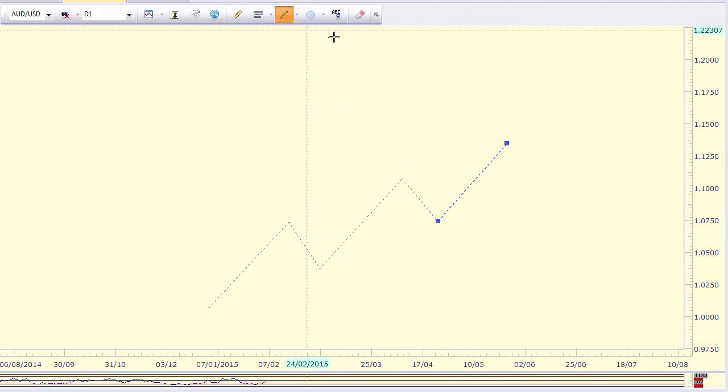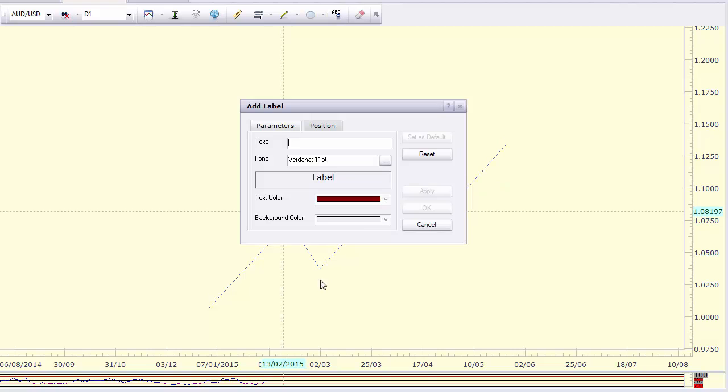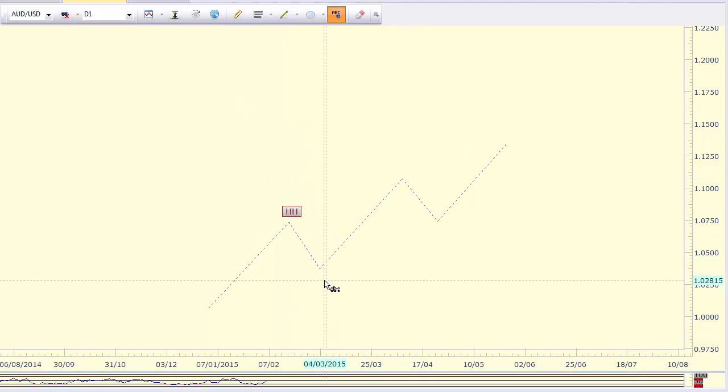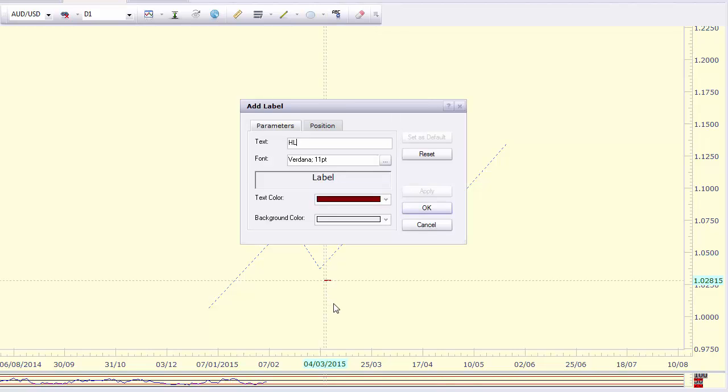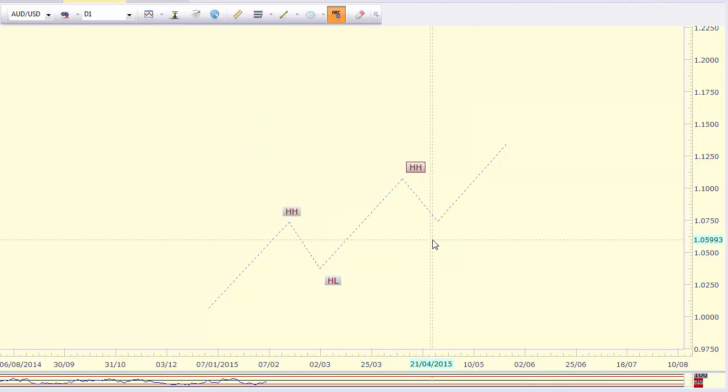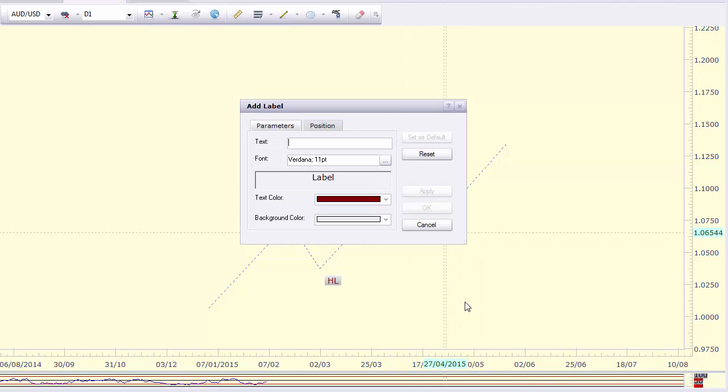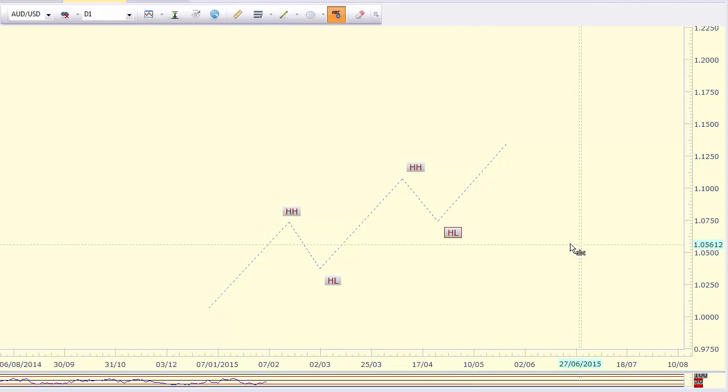Now, on the way up, guys, what we are creating here is a sequence of higher highs and higher lows. So here we go: there's a higher low, and then there's another higher high there, and a higher low over here. As you can see, higher high.